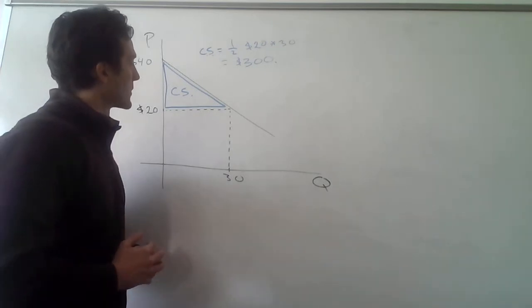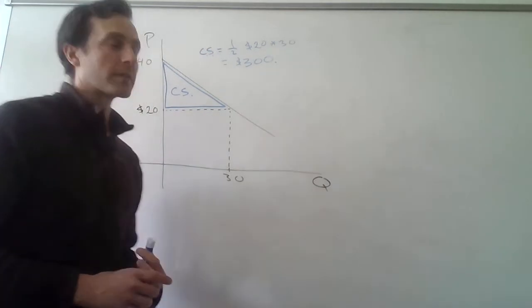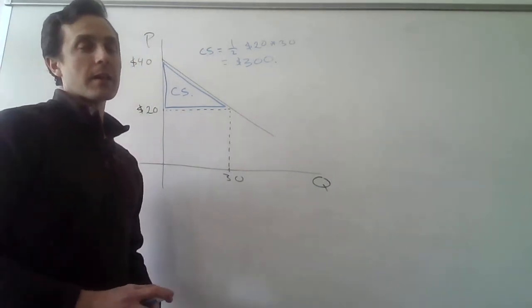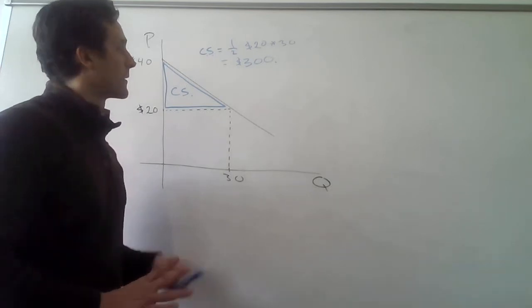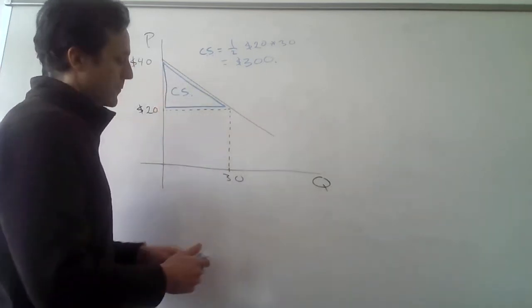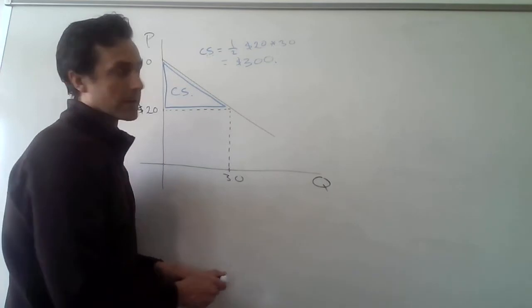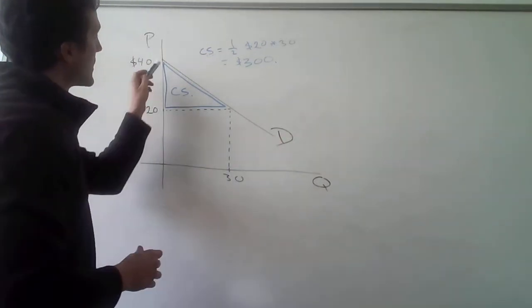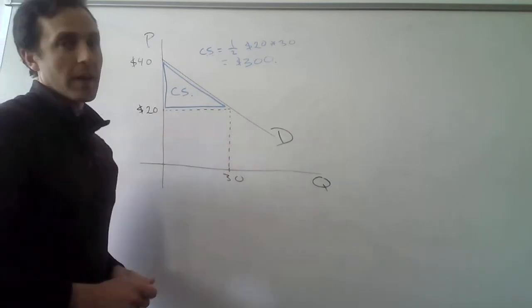So let's go ahead and calculate consumer surplus. Now remember, consumer surplus is equal to the area of whatever shape happens to be below the demand curve, right? This is a demand curve right here. It's not labeled yet, but there it is. So everything below the demand curve and above the price.